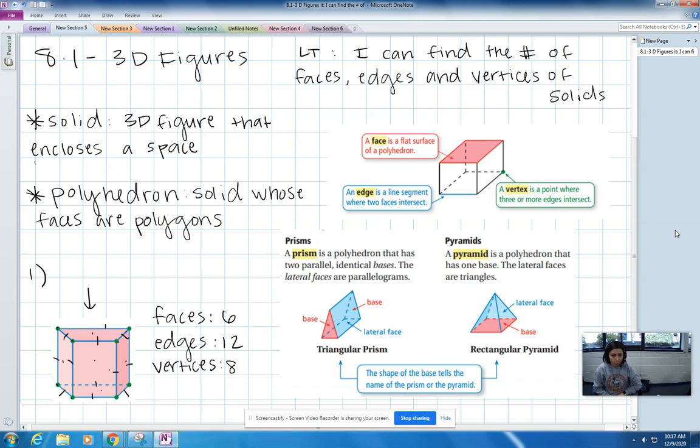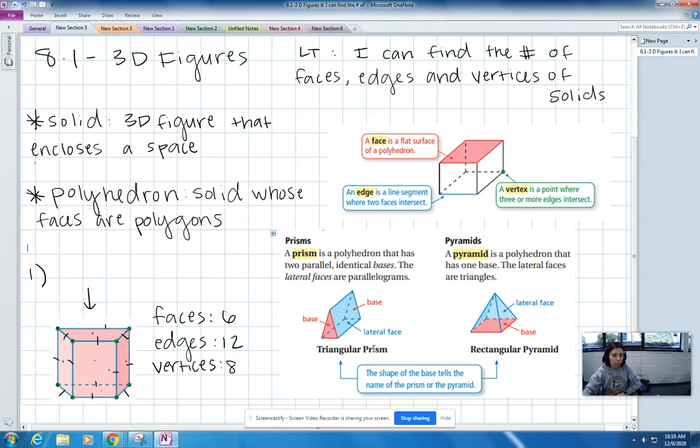Okay. The next term is pyramids. A pyramid is a polyhedron that has 1 base. The lateral faces are triangles. So in a pyramid, we're not going to pick it up with our 2 hands. It's going to sit on a flat surface, and that surface it's sitting on is called the base on the bottom. Then all of those other faces, those lateral faces on the sides, are all triangles. You've probably seen a pyramid before, like the pyramids of Egypt.